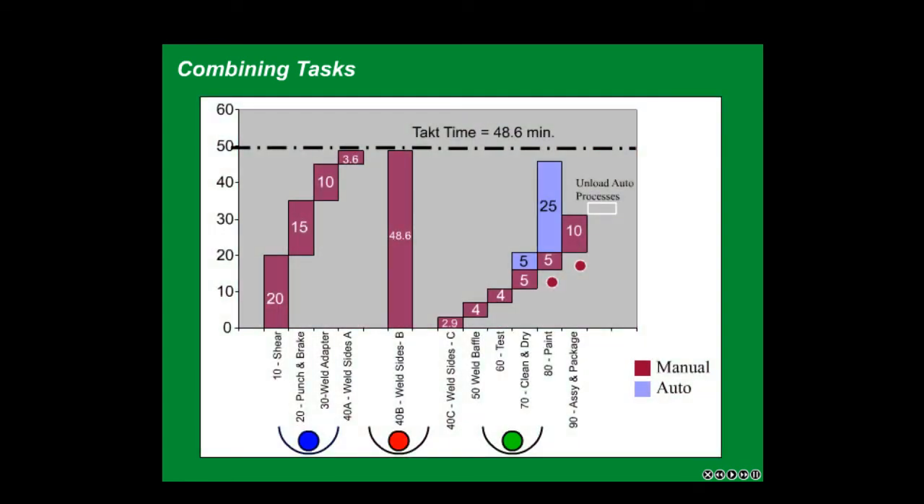In this case, to break the constraint, we have broken the weld sides operation into segments so that multiple welders work on the part. You can see for operator 1, the sum of the 98% times for shear, punch and break, weld adapter, and weld sides is 20 plus 15 plus 10 plus 3.6 minutes, for a total of 48.6 minutes of work, our takt time exactly. The second operator welds for 48.6 minutes on the weld sides operation, again, our takt time exactly.